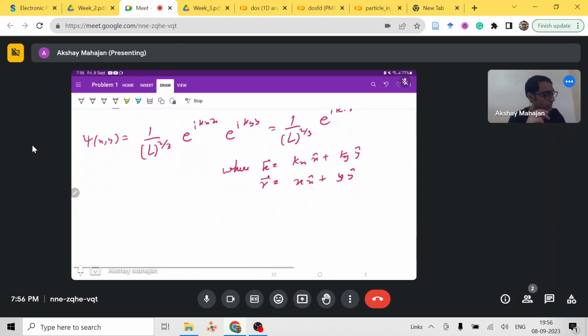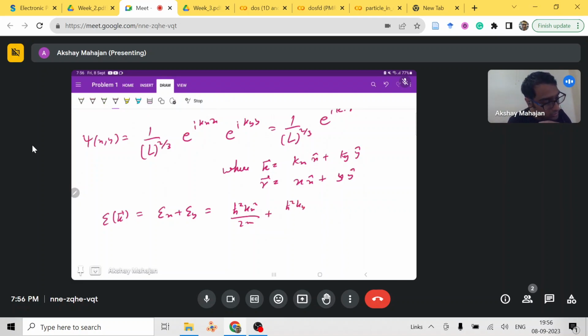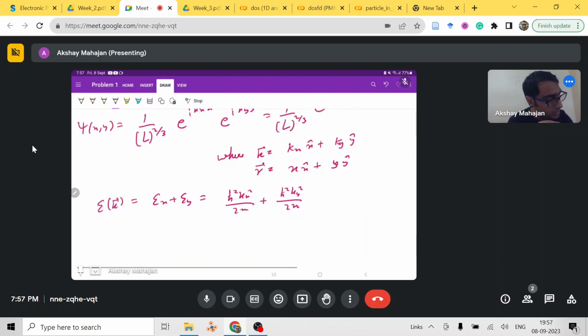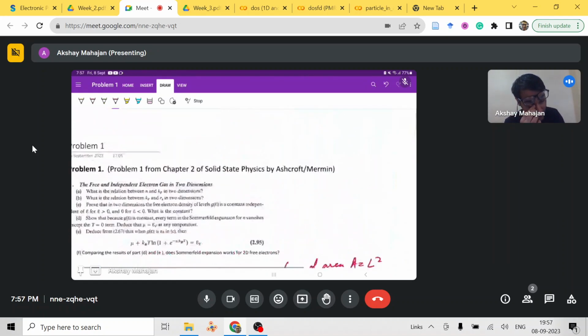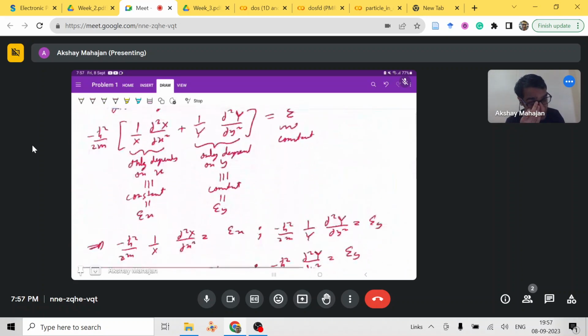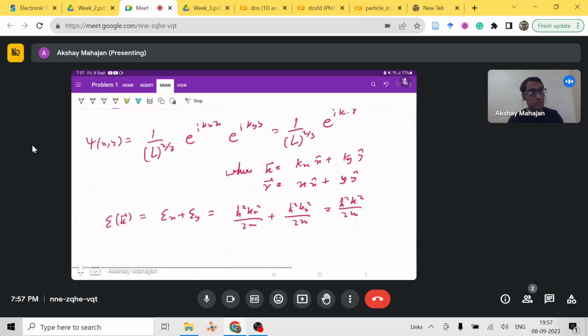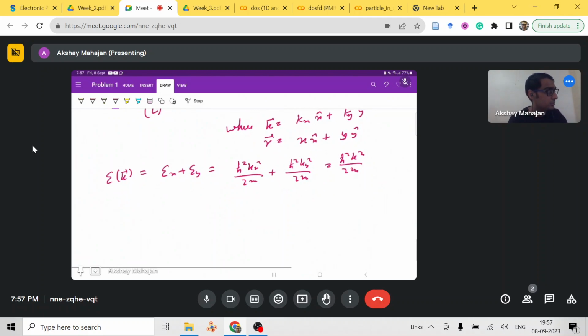Alright, and our energy value epsilon of k vector is equal to epsilon of x plus epsilon of y, that will be just h bar square kx square by 2m plus h bar square ky square by 2m, and will be equal to h bar square k square by 2m. We need to find a ratio between n and kf. The problem was just about n and kf, but I have found the wave function normalization as well, just to do it once completely.